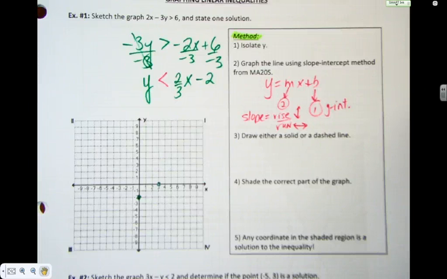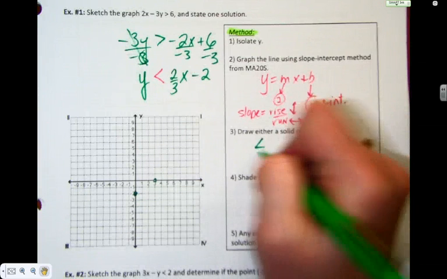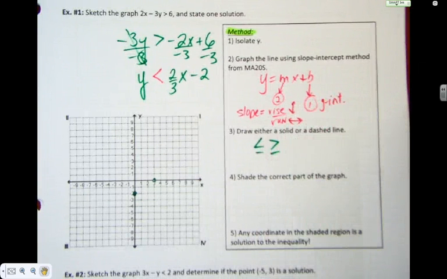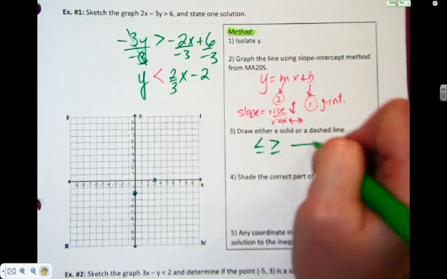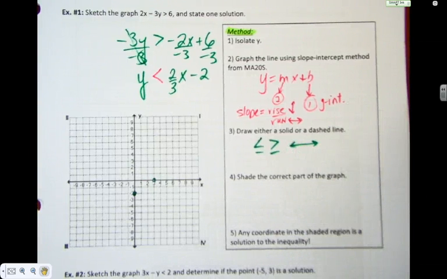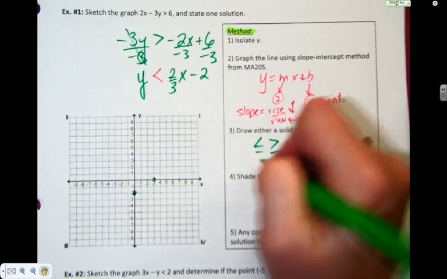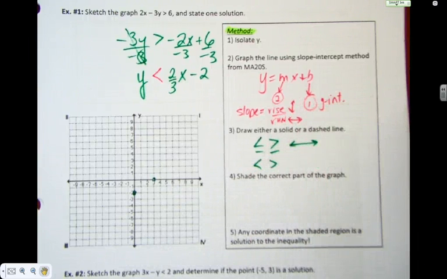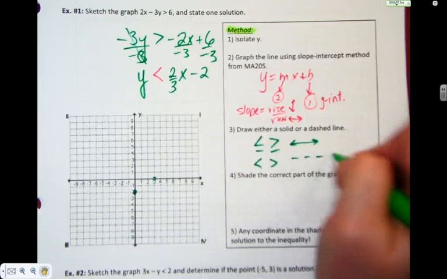Because last semester it was an equal sign, we did it with a line. This year we have to do it a little bit differently with the inequality. If it has the or equal to, so either less than or equal to or greater than or equal to, that's called a solid line, so what you did last semester. If it just has the less than or greater than, we use what's called a dashed line or a broken line.